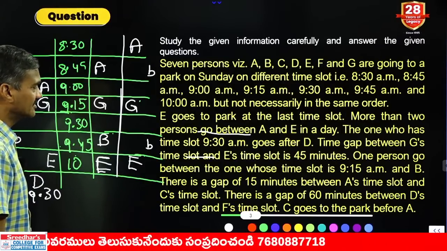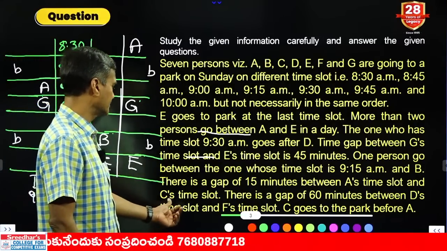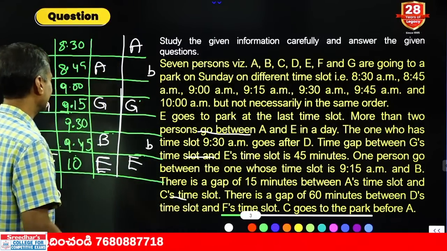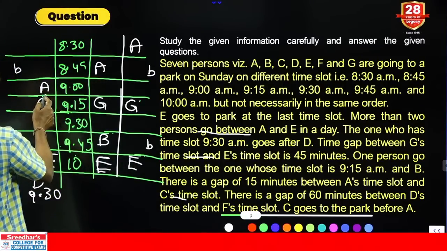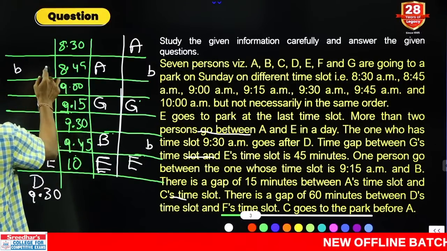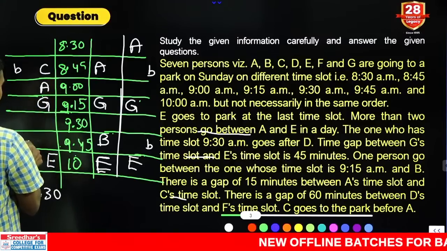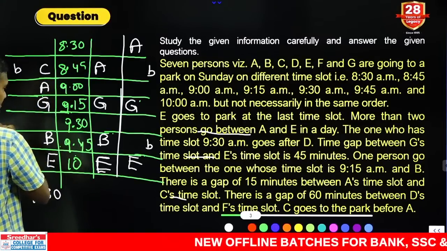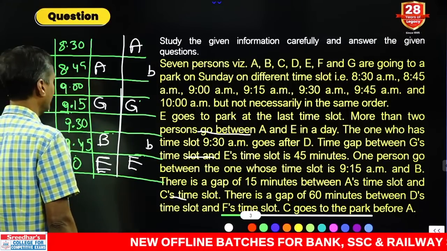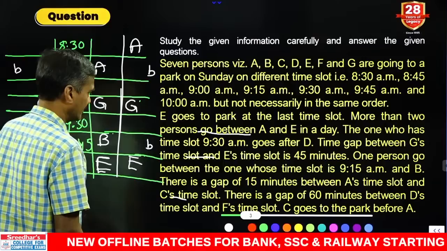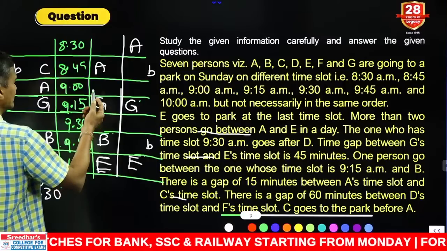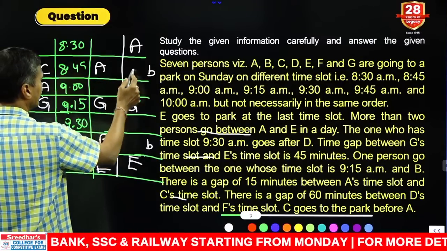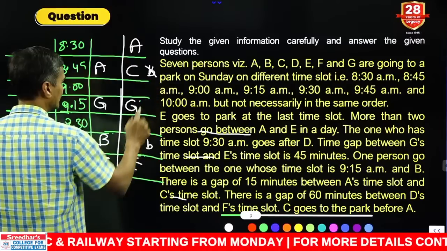There is a gap of 15 minutes between A's time slot and C's time slot. Between A and C, there must be exactly 15 minutes. A is at 9 o'clock and C must be either 8:45 or 9:15. Hence, C cannot be at 9:15, hence C must be here. Are you following this one or not? And if C is here, then B must be here. This is also fixed. That means A and C must be adjacent to each other. If A is here, C must be here. If C is here, B must be here.